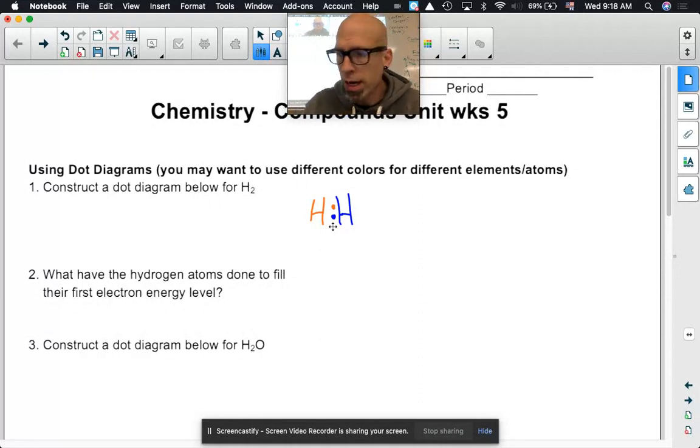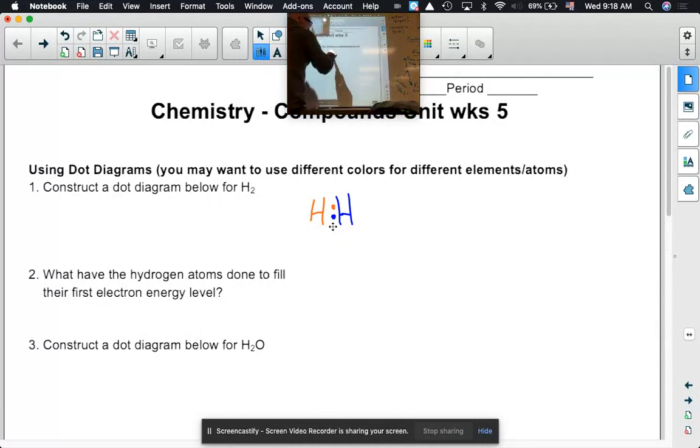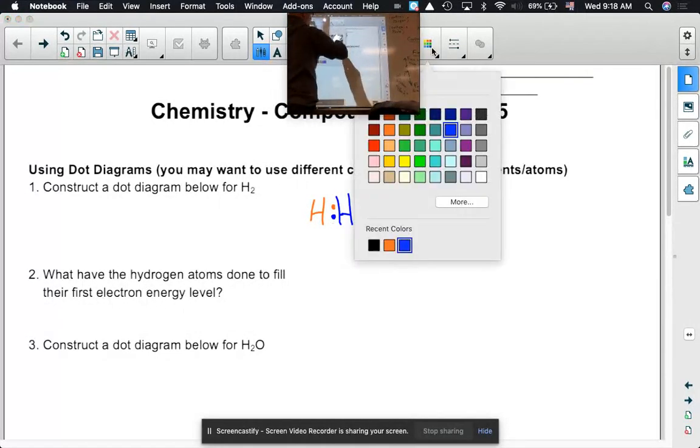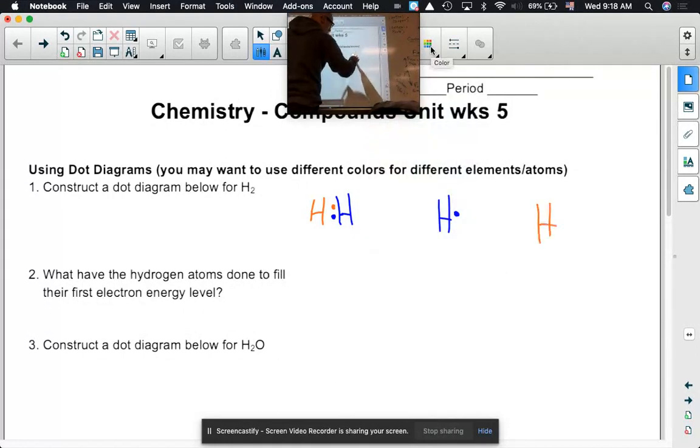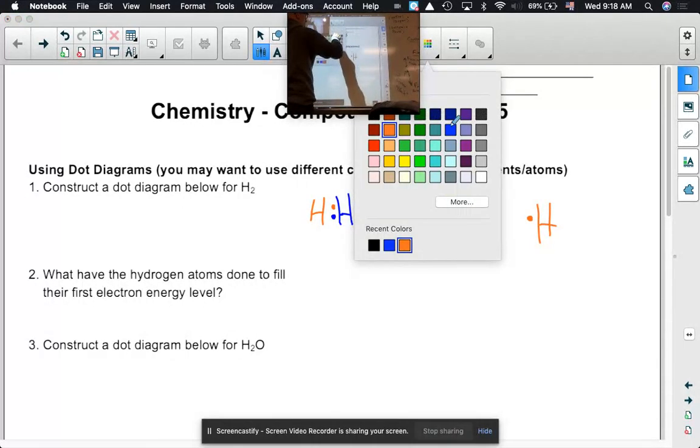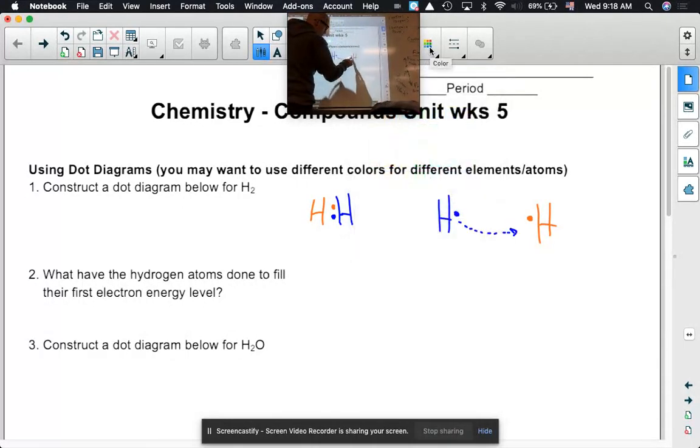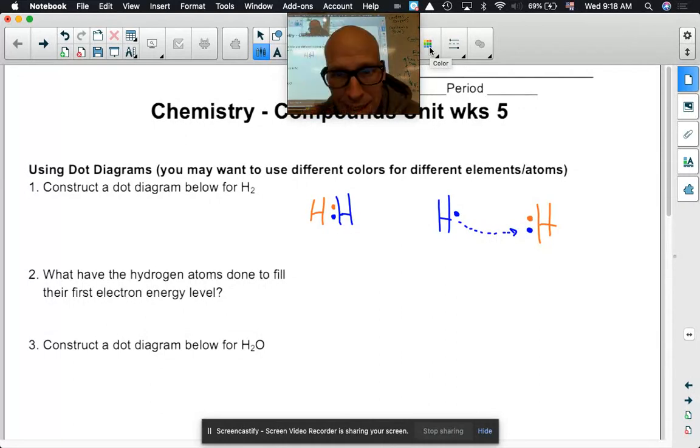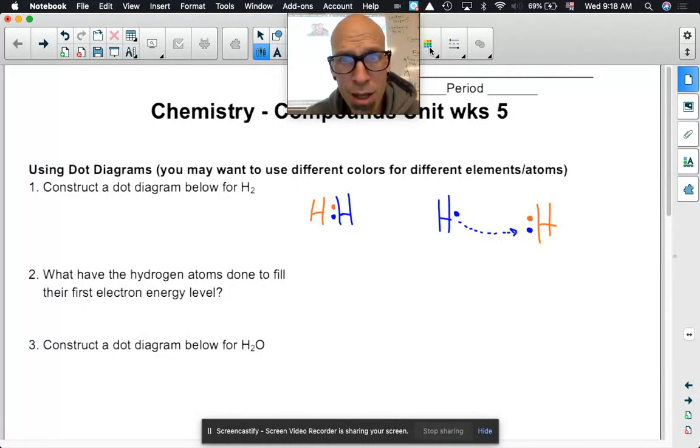One's not transferring to another, okay? So this is not what's happening. You do not have one hydrogen here and then another hydrogen here and then have this hydrogen transfer it to that one. That's not what's happening here. There is no transfer. Because if the blue hydrogen transfers one electron away from it to the orange hydrogen, well, the orange hydrogen's happy now because it has a full first level, but the blue one has nothing, has no electrons, an empty first level. That doesn't help the hydrogen.